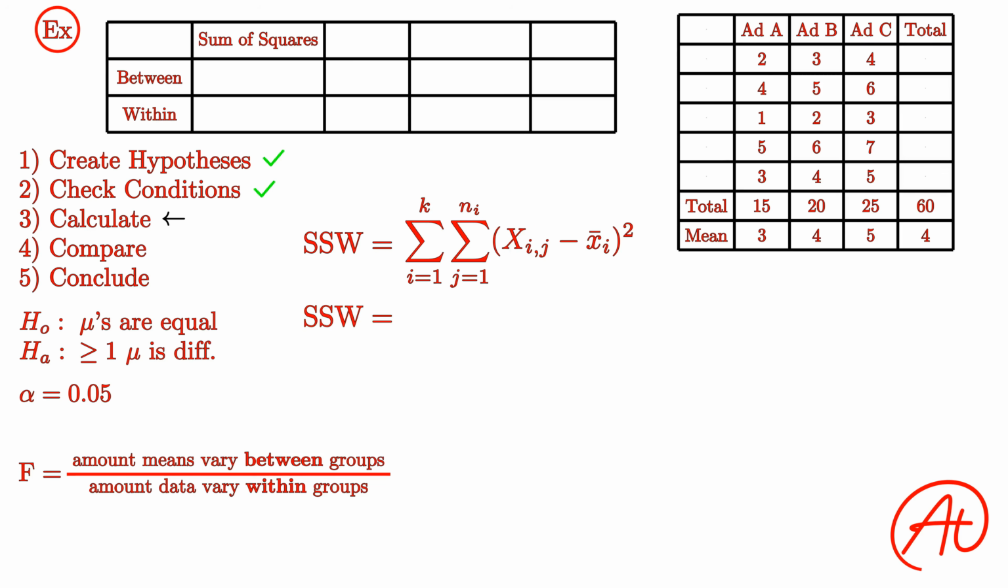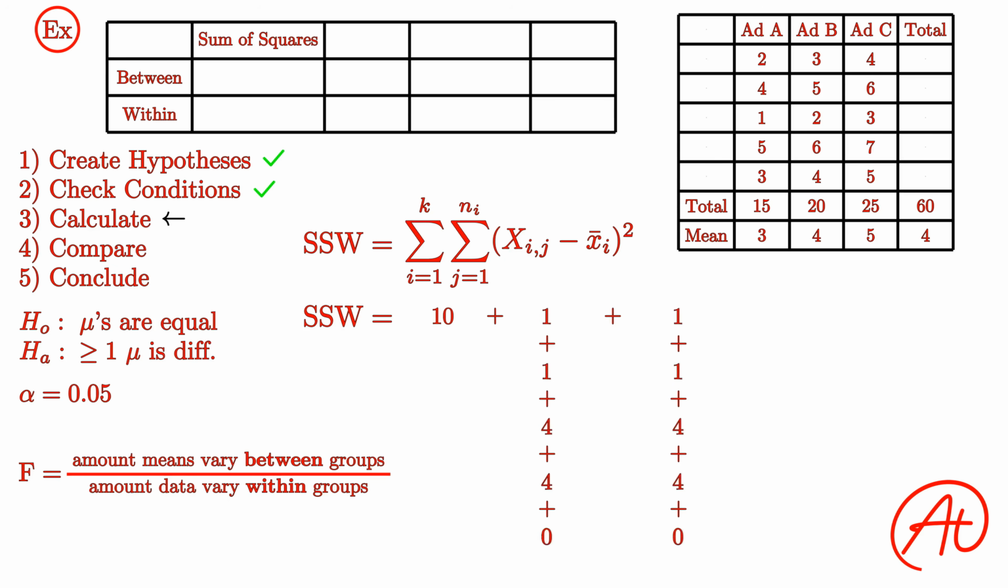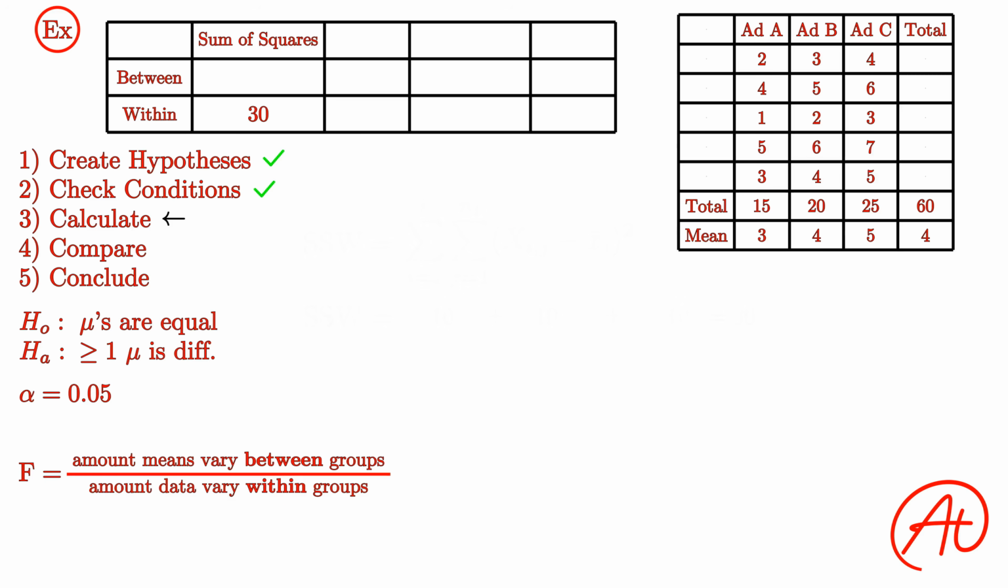Starting with our A group, we would take each data point, subtract the mean for that group of 3, and square it to get these values, and then add all of them up. Then we would do the same for each of our different groups, by subtracting those data points from their group's mean, squaring them, and adding them all together. In the end, when adding up the results for each group, we would get our sum of squares within to be 30.